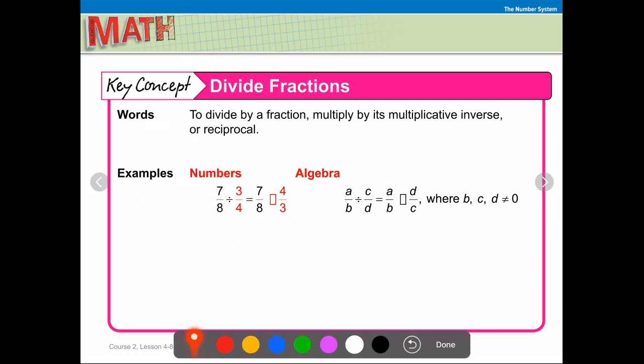I'm going to go with a color that they don't have here, green. So 7 over 8 divided by 3 over 4. Step number 1, get the inverse. So this 4 goes up on top and this 3 goes down on the bottom. And now change the divide into multiply. So now it's 7/8 times 4 thirds. And we'll do that every time.